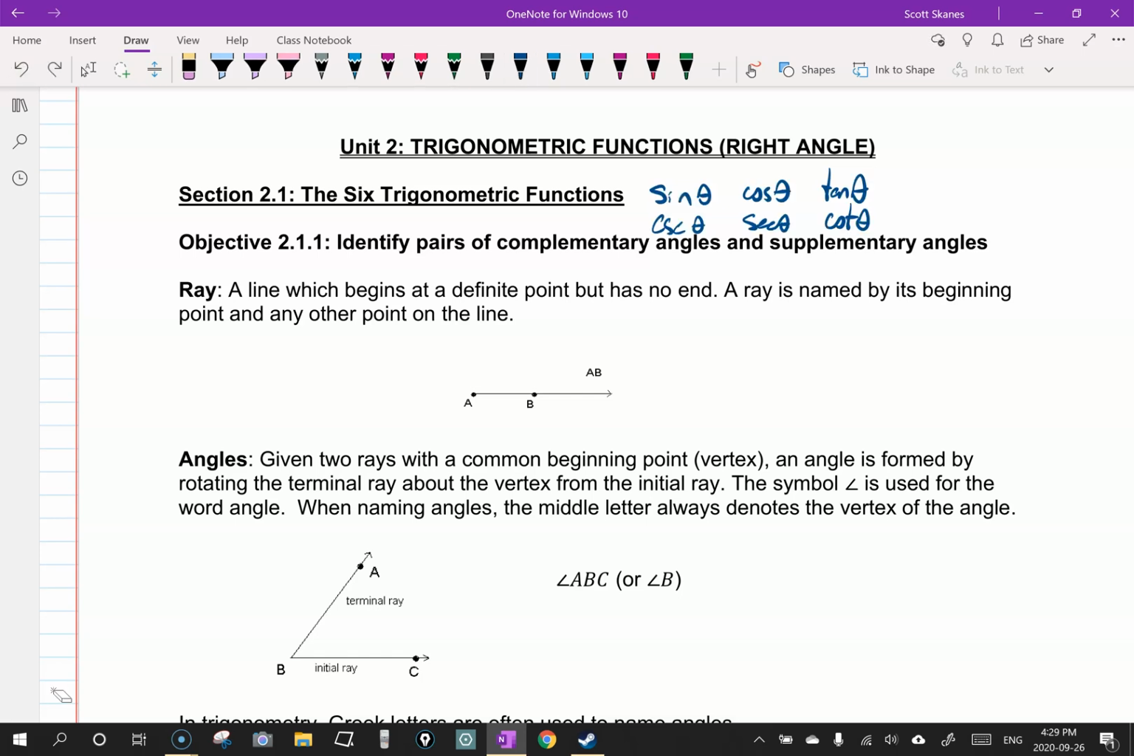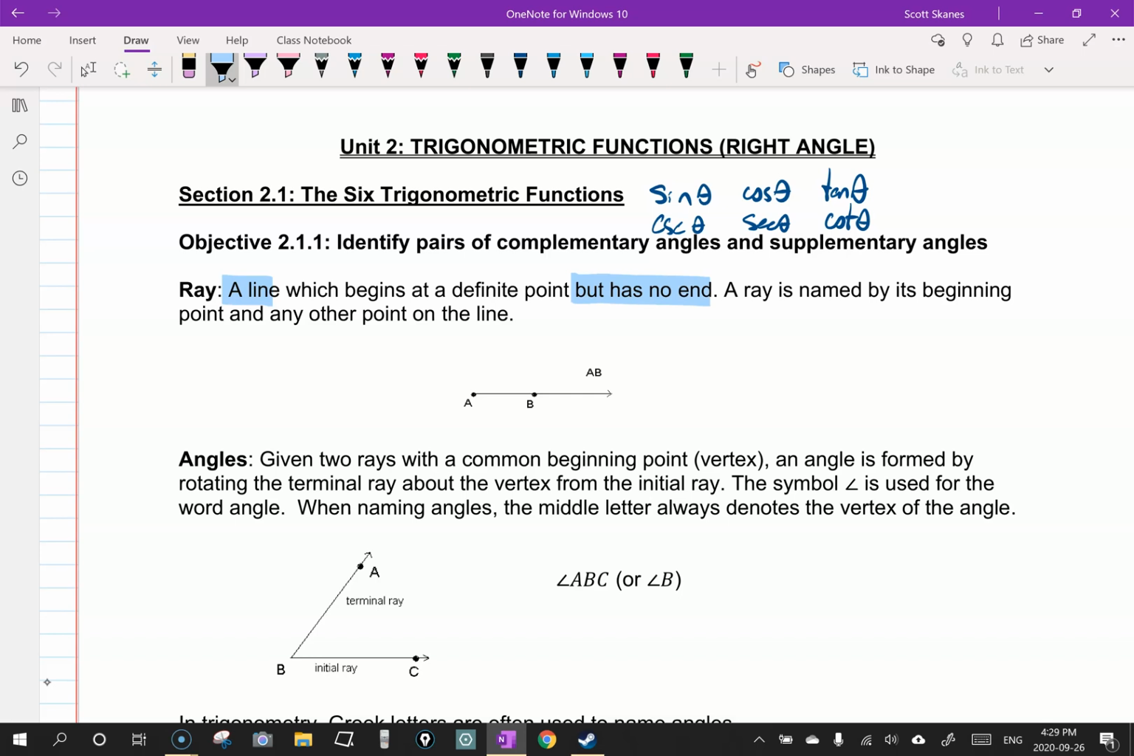So the first thing we're going to do is just some basic housekeeping, trying to remind you what you need to think about when you're dealing with triangles. And we're going to start that by defining the important pieces of a triangle. And we start by defining a ray. So a ray is just a line which begins at some point, but it has no end.